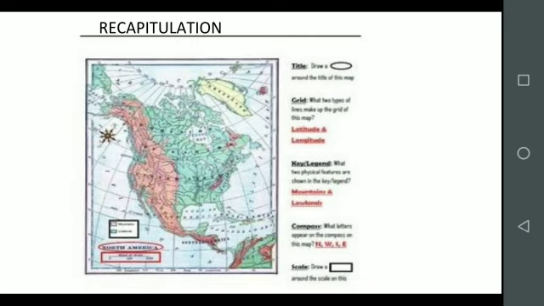What two types of lines make up the grid? Yes, it's longitudes and latitudes. What two physical features are shown in the legend? Yes, they are mountains and lowlands. Which four directions are seen near the symbol of the north line? Yes, we can notice the four directions there: north, south, east, and west. And finally, which type of scale is used in this map? Yes, it is the graphical or the linear scale.